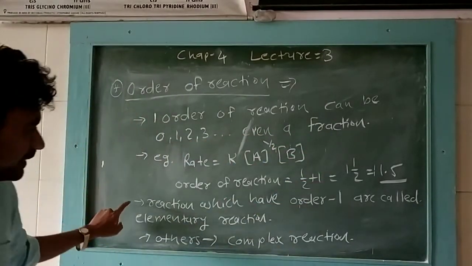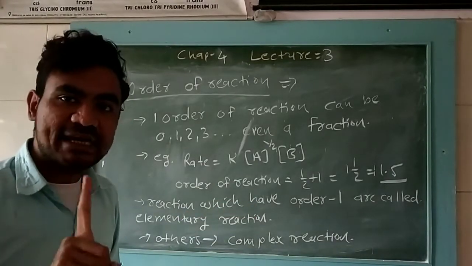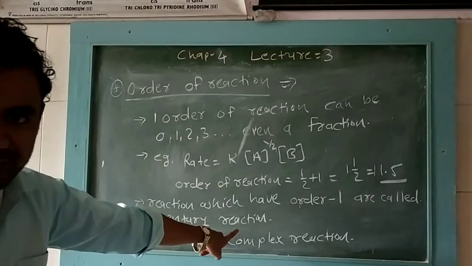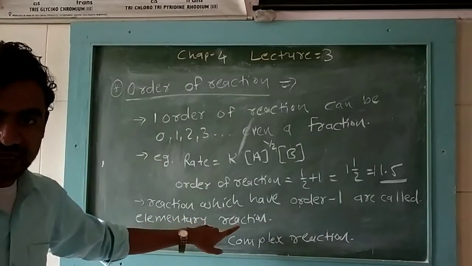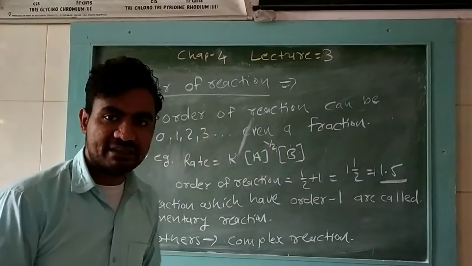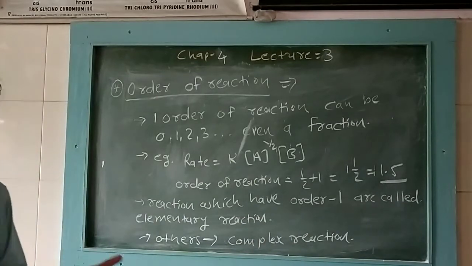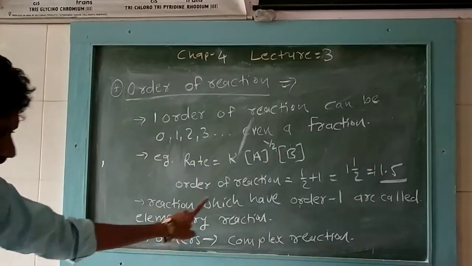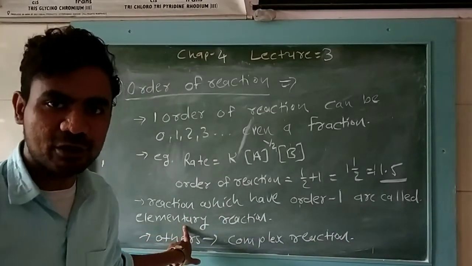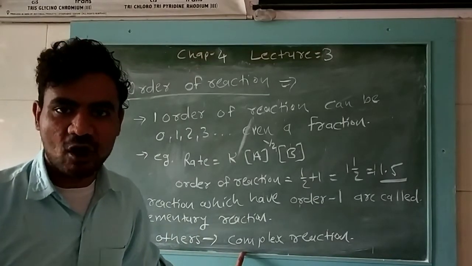Now, reactions in which the order of reaction is equal to 1 are called elementary reactions. And other reactions in which the order of reaction is not 1 are called complex reactions. So these two definitions are there: elementary reaction and complex reaction. Elementary reaction is one in which the order of reaction is equal to 1. Complex reaction is one in which the order of reaction is not equal to 1.